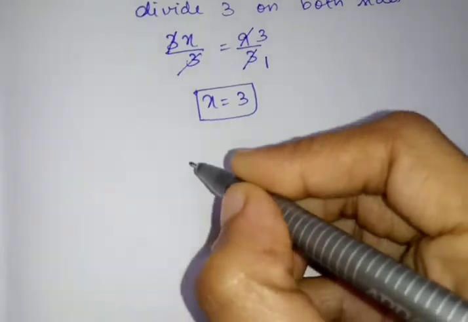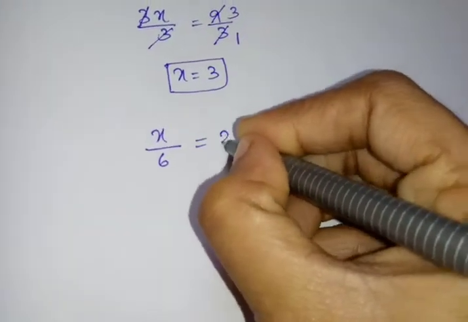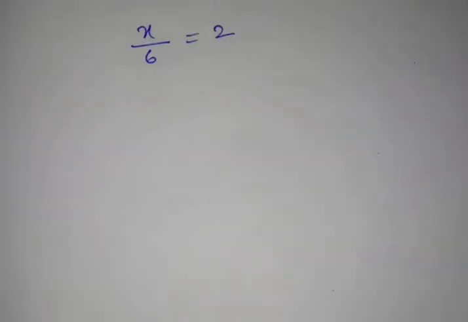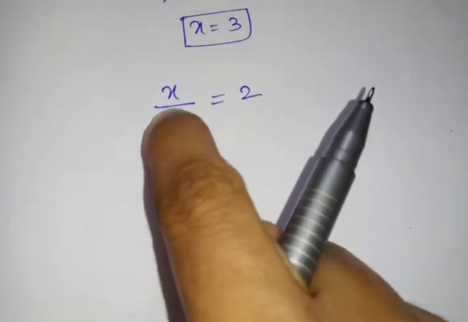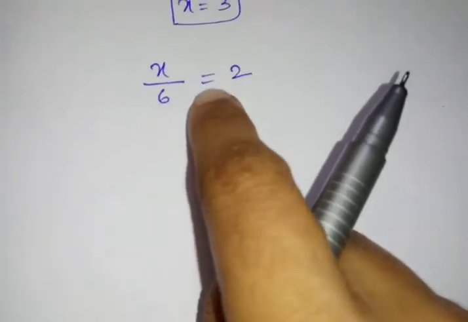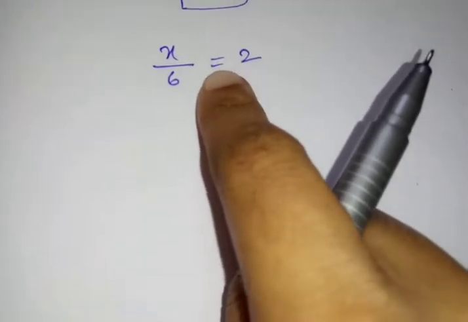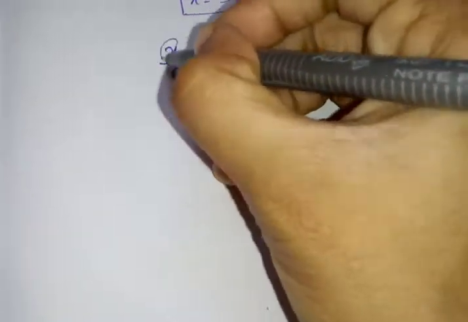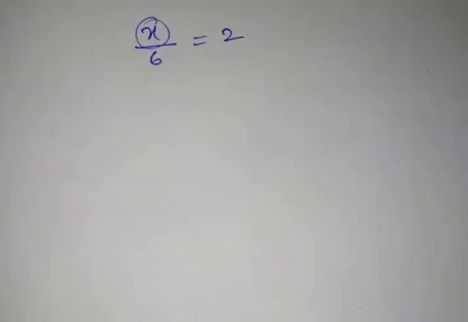Next. x by 6 is equal to 2 is one of the equations. Why? Because division is an operator, x is a variable, 6 is a constant, and equal to is given. So x by 6 is equal to 2 is an equation. What should you do? You should solve it. What do you want? You want only x. So what is the extra thing now? 6 is the extra thing. So what will you do?